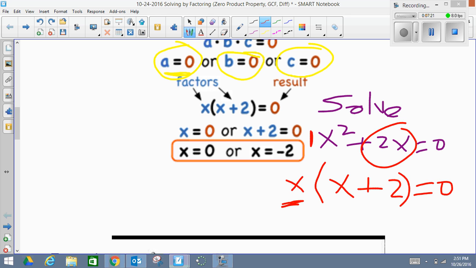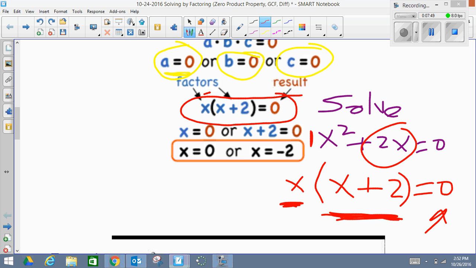Equals 0. Now, the zero product property is telling me that every single factor has to equal 0. I notice that the x is multiplying the x plus 2. The whole parenthesis is one factor, and the x is another factor. So every single factor has to be equal to 0. And that's what they do here. If you notice, they have x, parenthesis x plus 2 equals 0. From there, they make the first x, which is one factor, equal to 0. And then they take the parenthesis, which is the second factor, and make it equal to 0.